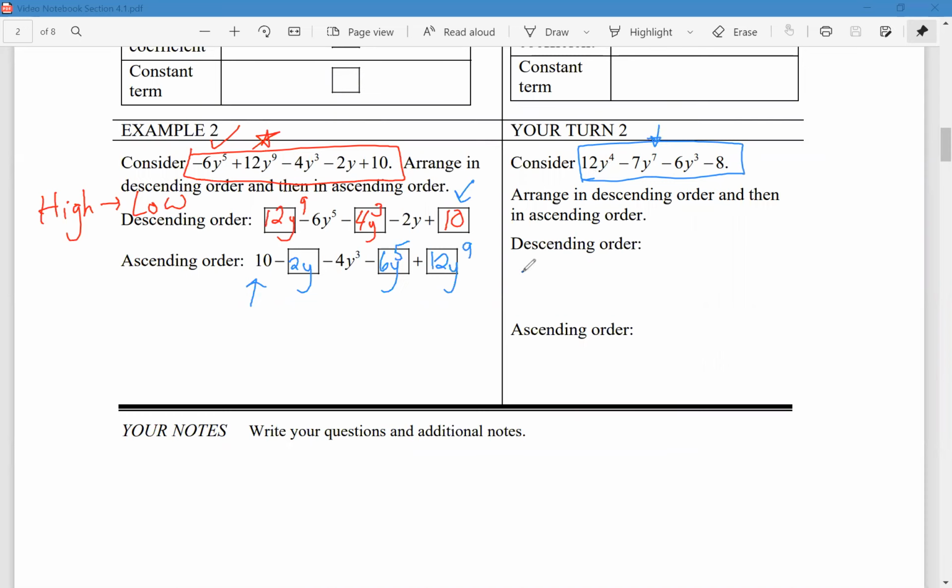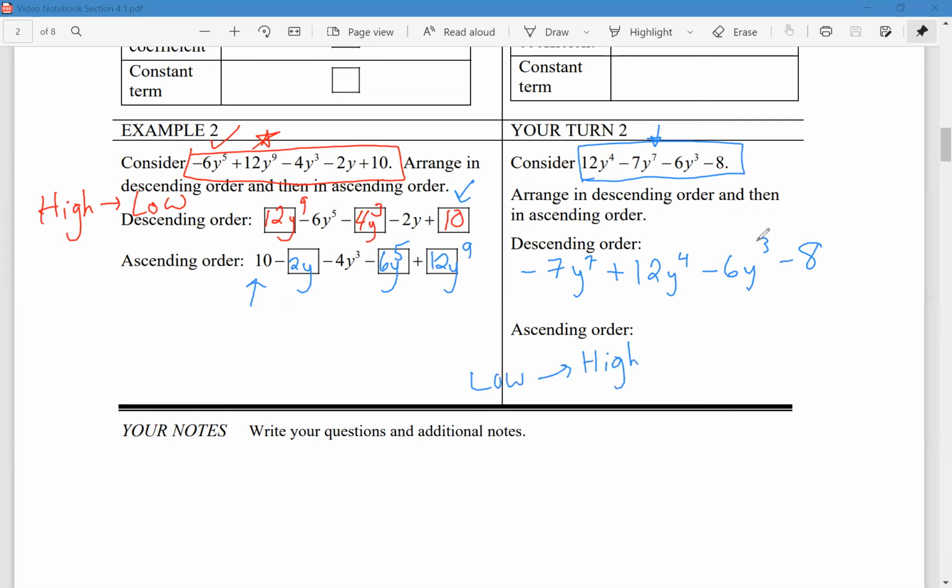So actually, I need to start with that leading term, that negative 7y to the 7th. Sorry about that. Next would be plus 12y to the 4th, then minus 6y to the 3rd, then minus 8. That's descending order. Now, ascending order, that's going lowest degree to highest degree.